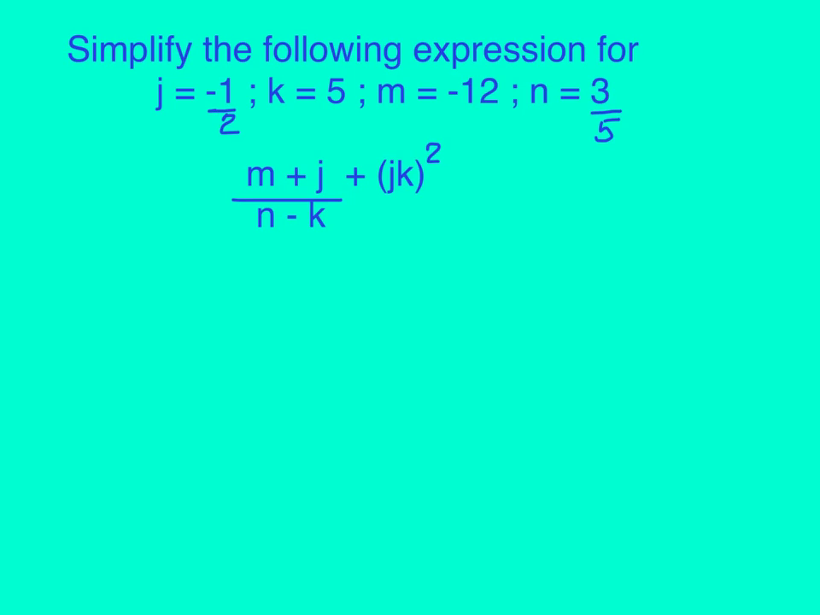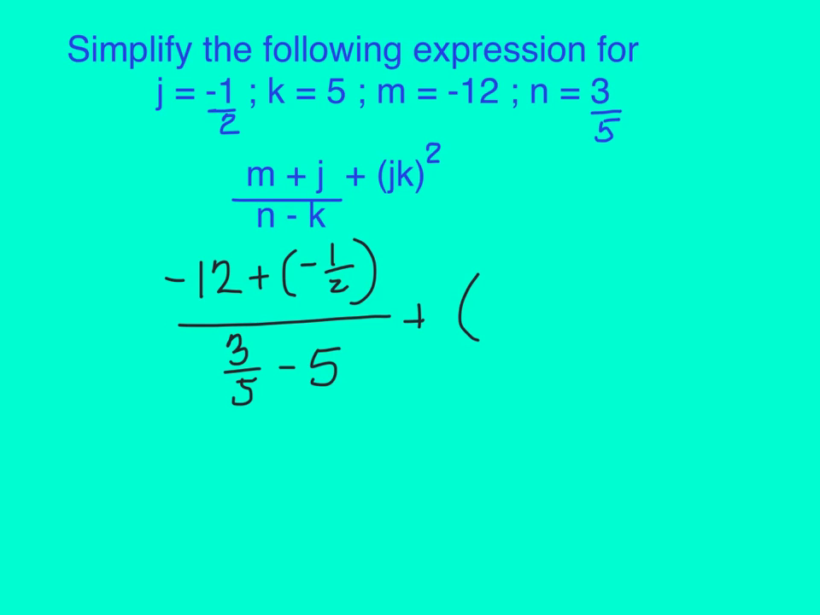So the first thing I have is m, which is negative 12, plus j, which is negative 1/2, divided by n, which is 3/5, minus k, which is 5, plus the quantity of j times k, which is negative 1/2, times 5, squared.